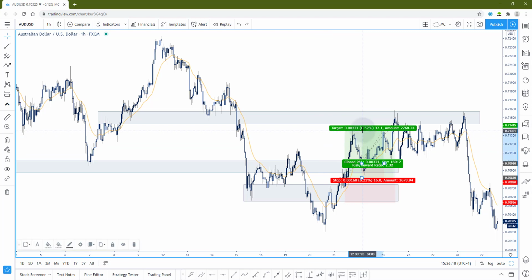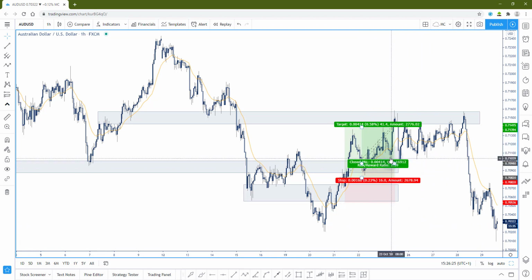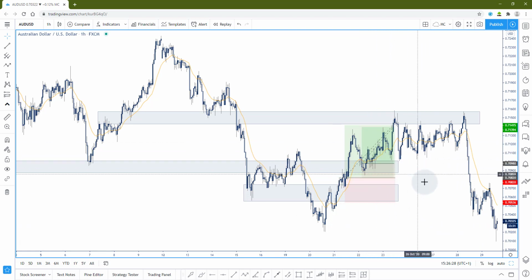So if he's going for the next resistance, I would suggest to increase this target on the second position as well. This would have increased his return on the second trade to 2.4.